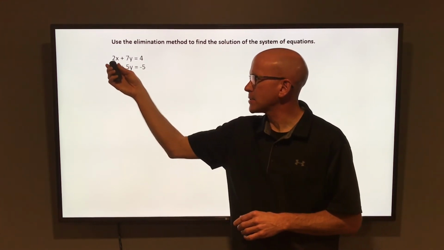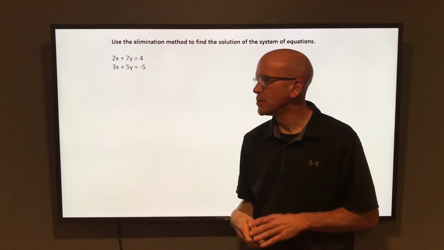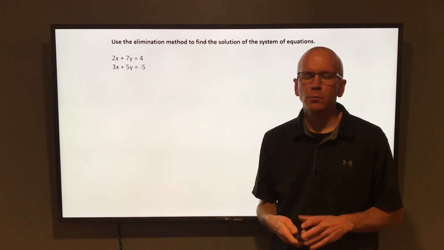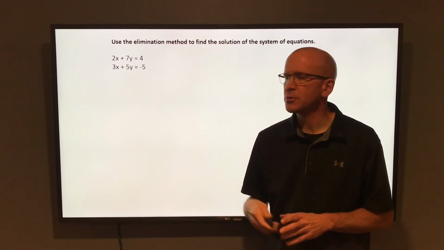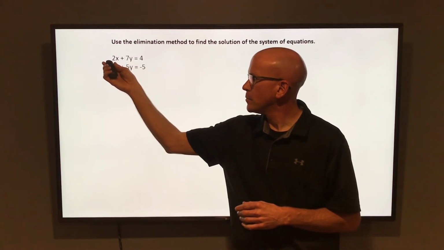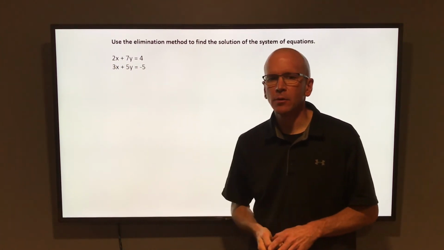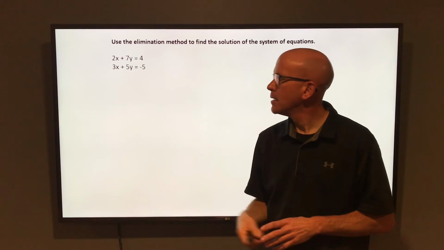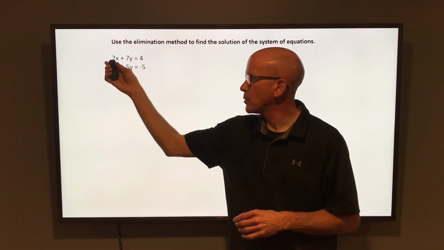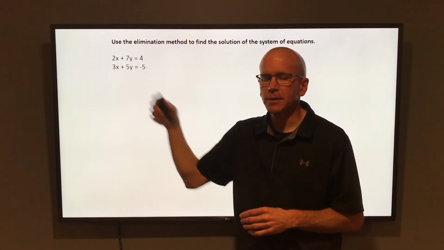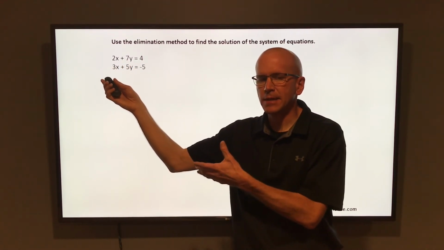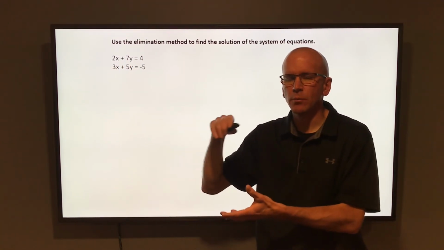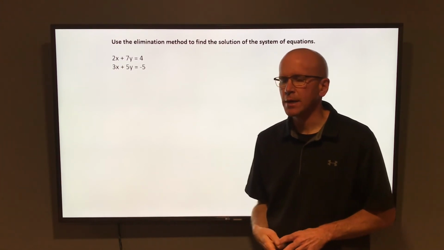So if you look at the x's, you have a 2x and a 3x. The 2 and the 3. You want to think, what's the least common multiple of 2 and 3? What's the smallest number that you can multiply the 2 to get and the 3 to get? In other words, 6. If you multiply 2 by 3, it's going to be 6. Multiply 3 by 2, it's going to be 6. So you could change one of those into 6x and the other one into negative 6x so that when you add those, the x's will cancel.